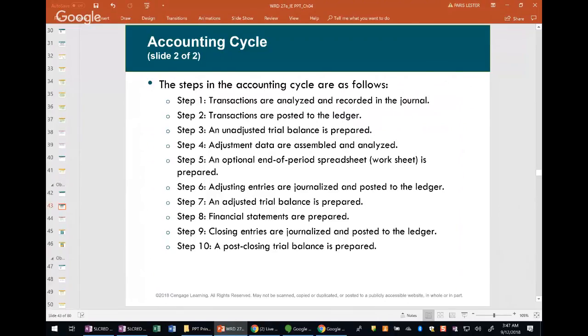Like this one has 10 steps. Transactions are analyzed at journal entry, post, unadjusted trial balance, adjusting entries number 4, spreadsheet number 5, number 6, journalized adjusted entries, number 7, do the adjusted trial balance, number 8, do the statements, 9, close, 10, post-closing trial balance. Now, you should be able to keep books after chapter 4 for a service business, okay?